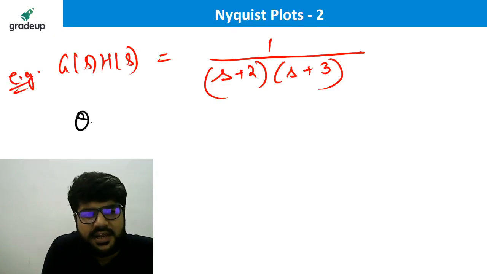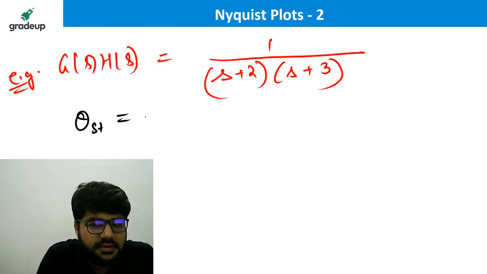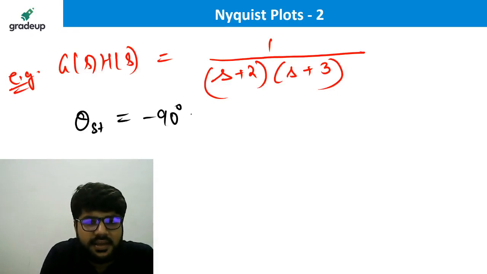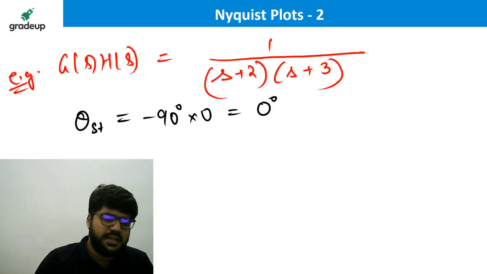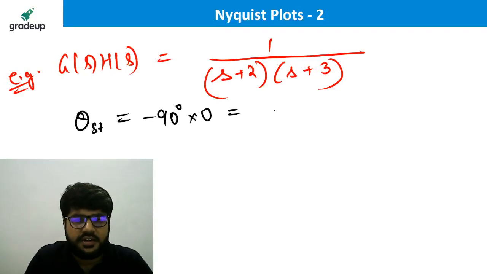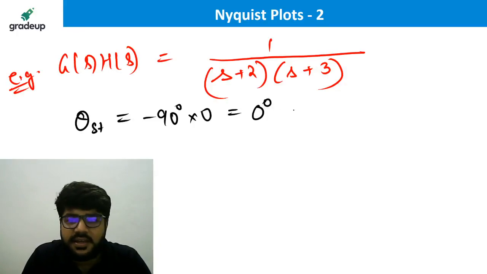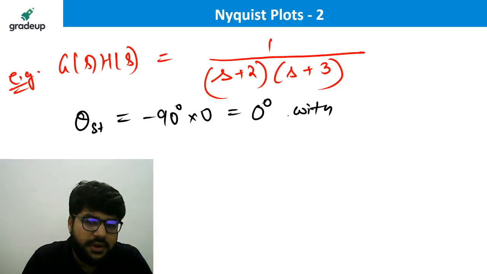What is theta starting here, guys? 0 degree. It is minus 90 degree into 0. That is 0 degree. Okay, Pawan, no problem if you joined a few days ago. Still, the time is left. Say 7 to 8 months is also sufficient. Minus 90 degree into 0, this is 0 degree. Theta will be 0 degree.